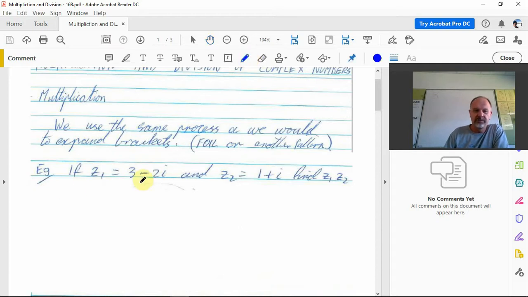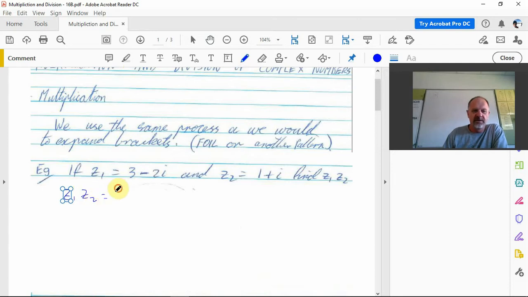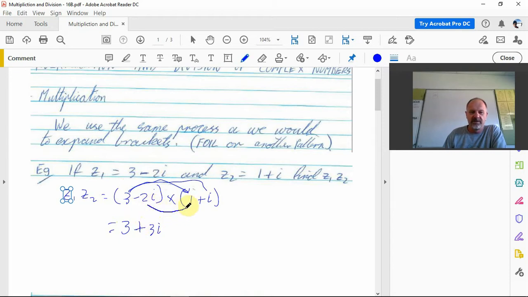So if I want Z1 times Z2, where Z1 is 3 minus 2i, and I want to multiply that by Z2, which is 1 plus i, then essentially we've got two brackets, so we expand them the same way. The pattern that I use is: 3 times 1 is 3, 3 times i is 3i, negative 2i times 1 is negative 2i, and negative 2i times i is negative 2i squared.